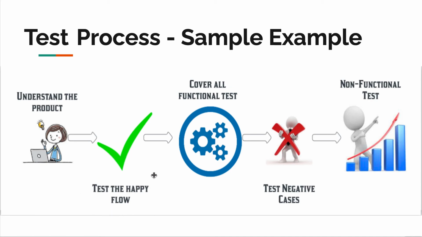You need to write the happy flow test case, then you should cover all the functional test cases, and then you should go for negative test cases. So you need to cover all the negative test cases. Once functional and negative test cases are done, then you should go for non-functional testing. That's all about the basic test process that you will apply in software testing also.